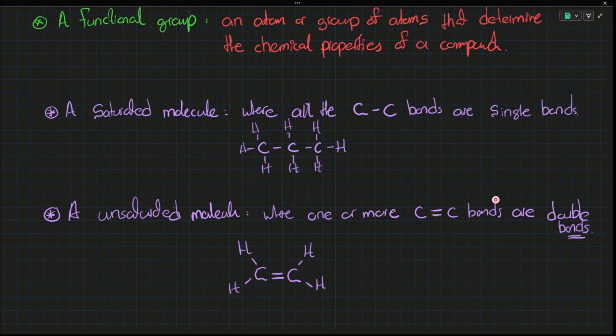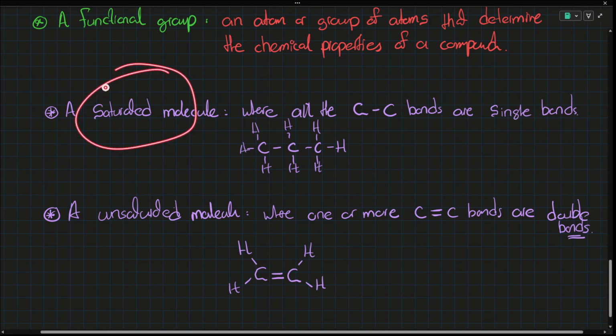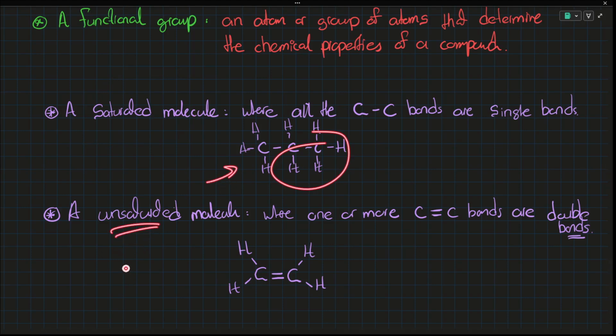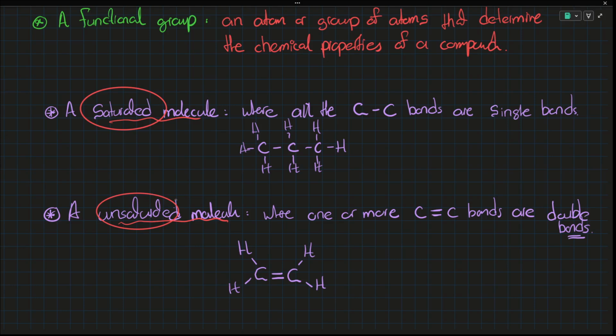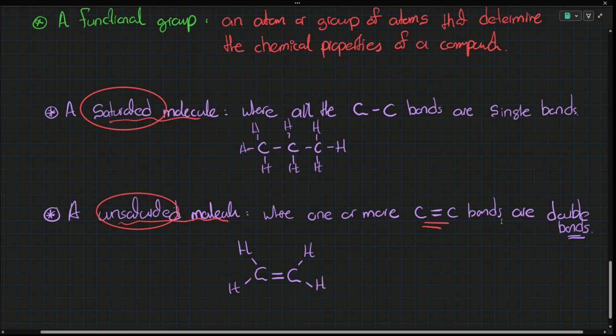For now, all you have to know is that this is a saturated molecule, all single bonds, nothing can be added. This is an unsaturated molecule. Saturated, and then you have unsaturated. Here we have at least one double bond. Here all we have are single bonds. Here we have at least one double bond. Those are the basic things you need to know for the starting bit of organic chemistry.